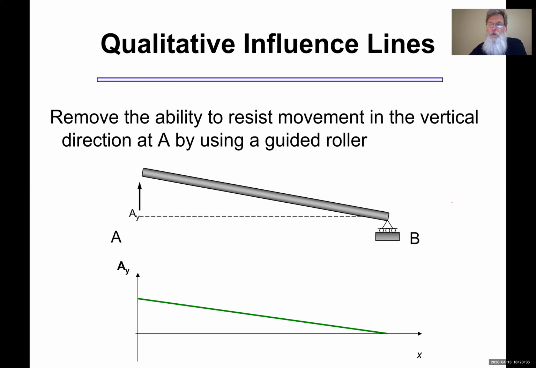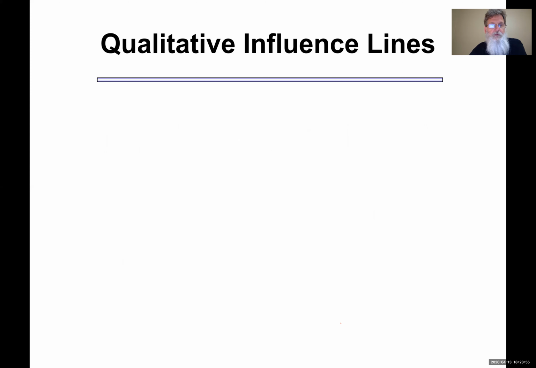Then if we assume our unit load is at A, the value of the influence line at A is 1. And I could find the value at any other point along the beam using similar triangles if I knew the distances. Pretty cool. All right, let's see what happens now.